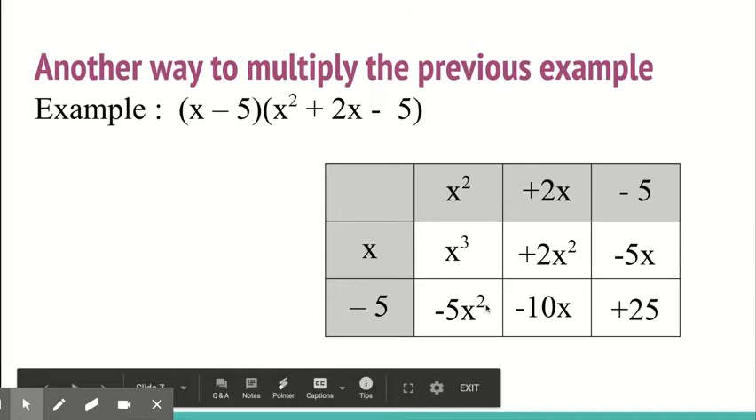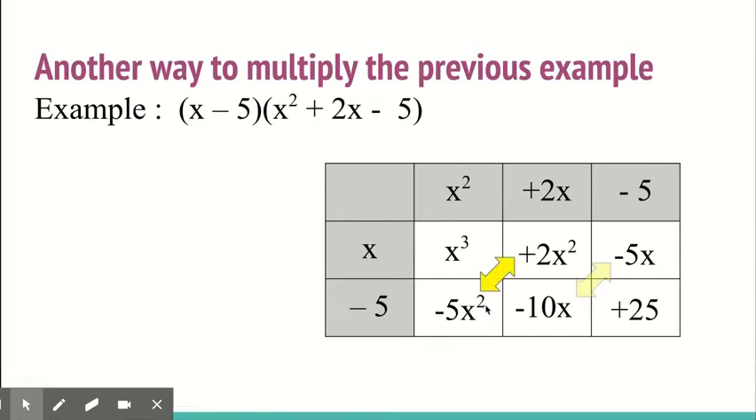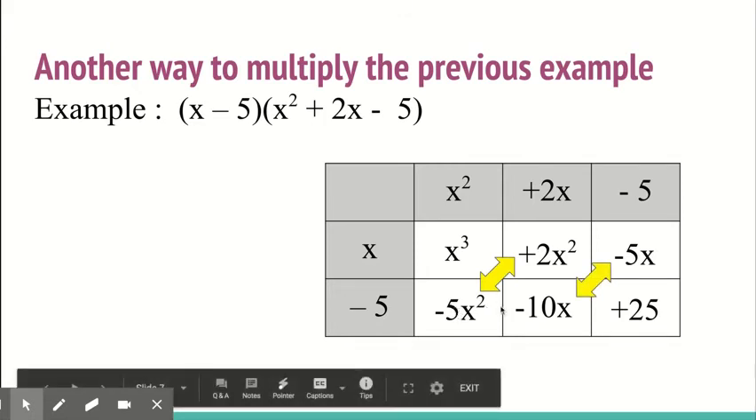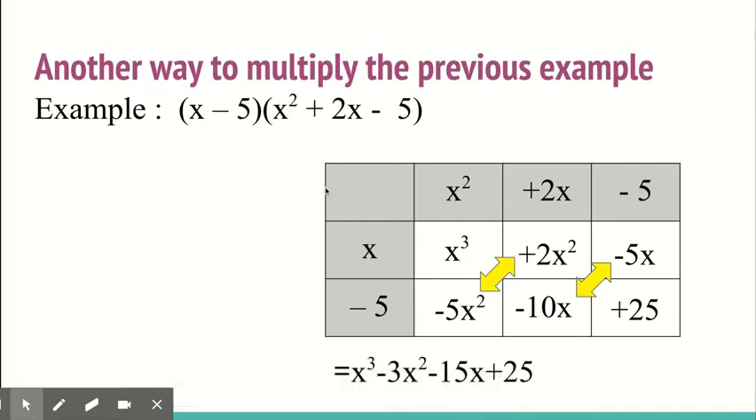So now we got to collect our like terms. So our like terms are diagonal from each other. So these two are like terms. These two are like terms. We can add them together. So negative 5x squared plus 2x squared is going to give me negative 3x squared. And then if I have negative 10x plus negative 5x, that's going to give me negative 15x plus 25.